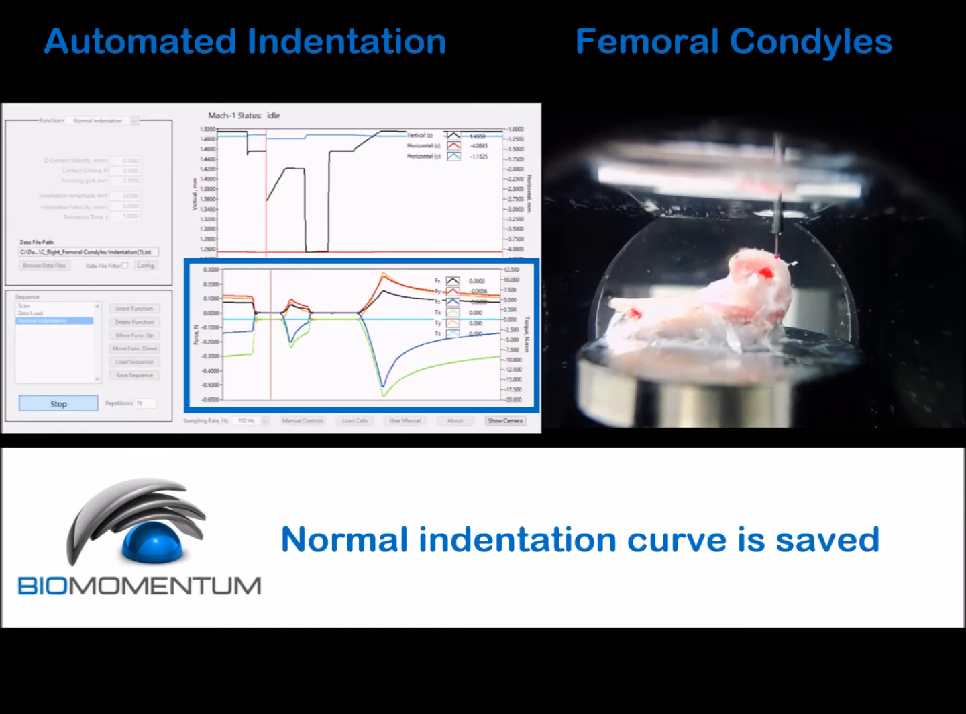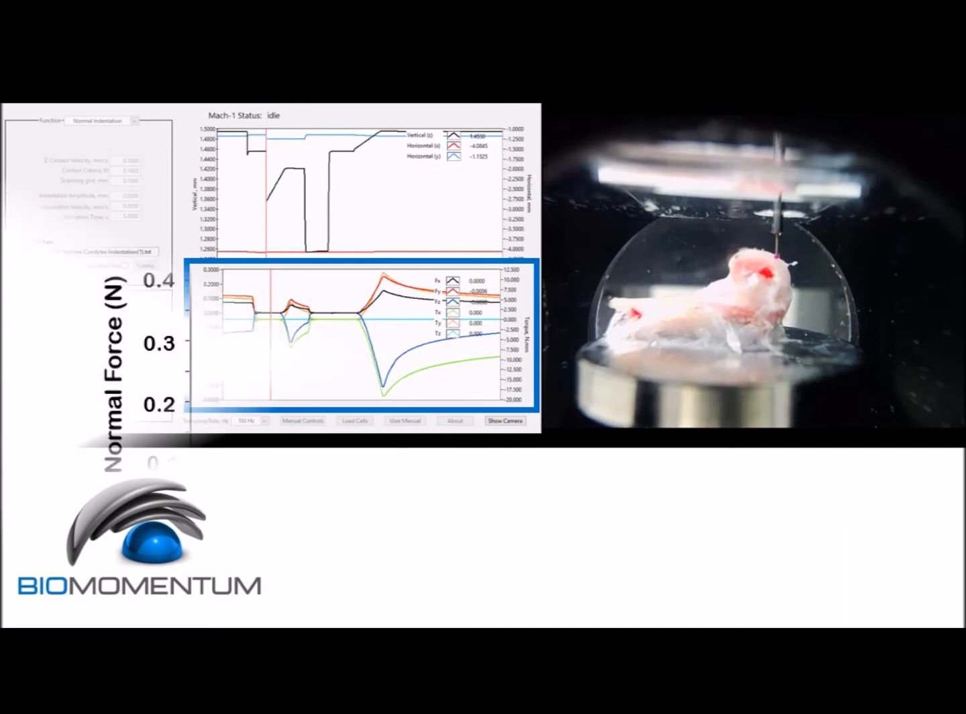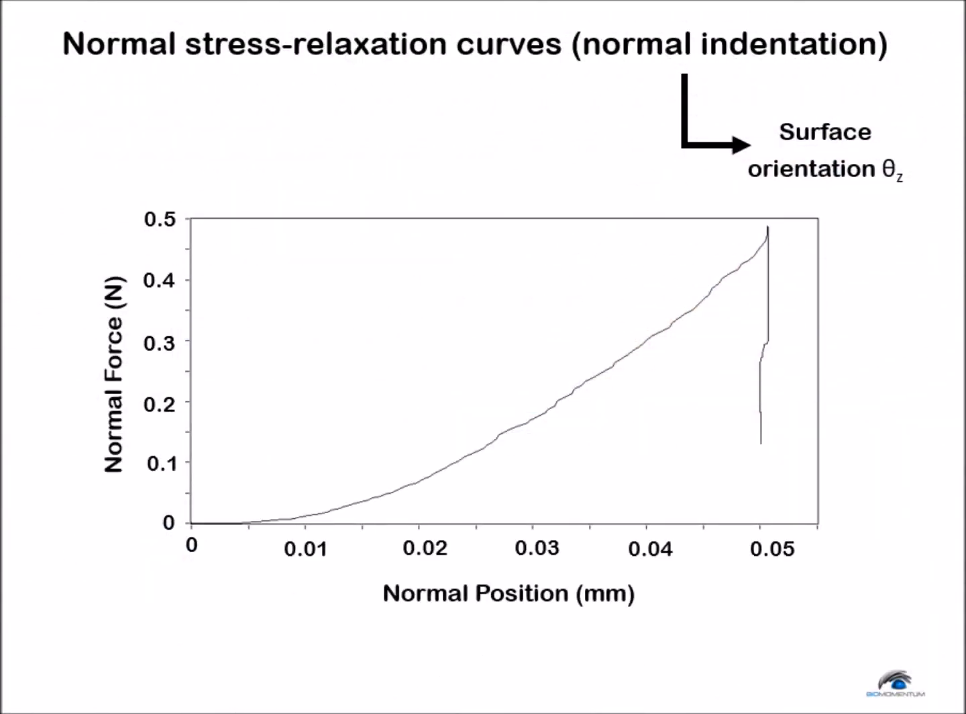The normal indentation curve is saved in a text file. The outputs of the automated indentation technique are the surface orientation and the normal force in function of time and displacement. However, the thickness is missing for further analysis of the curve.